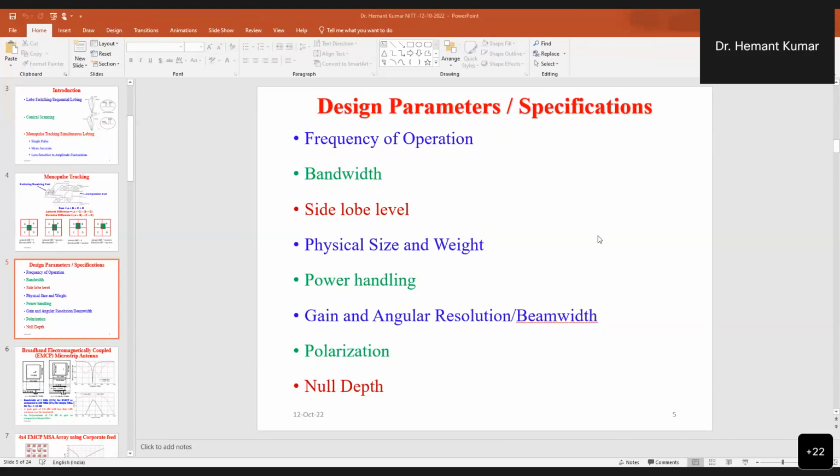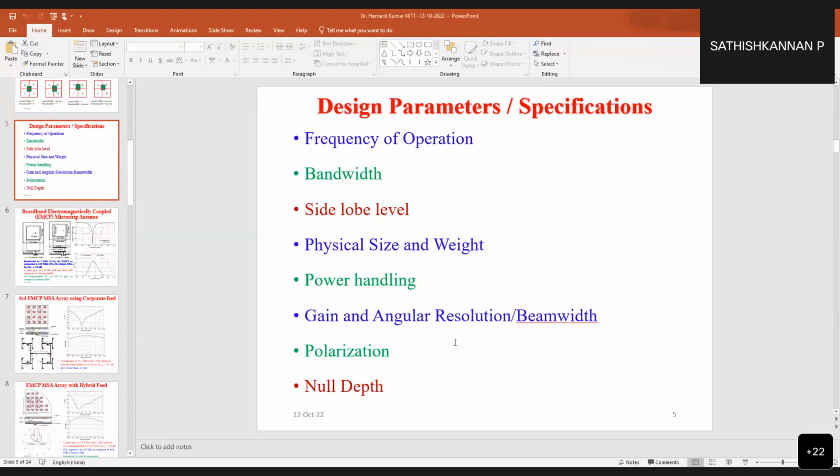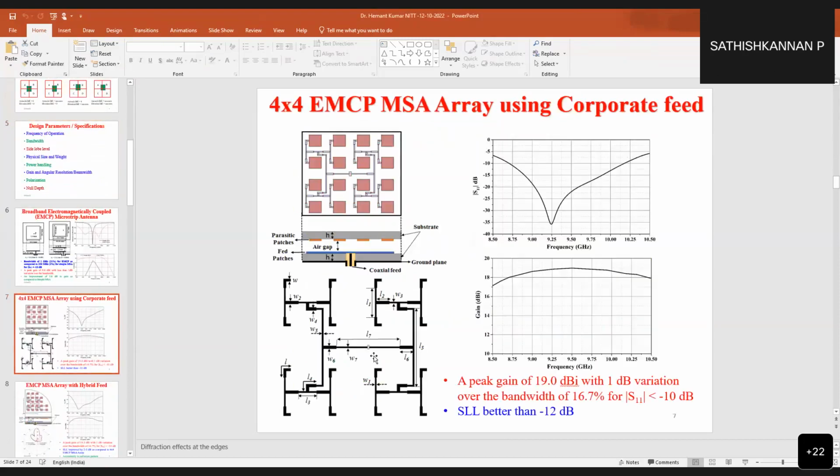Hello, sir. Hemant, sir. Good evening, sir. My doubt is in the array feeding technique. You are using some power divider. Can I show? Sure, let me show. Yes, this one. Sir, generally in the Wilkinson power divider case, to match the output ports, they are using some isolation resistors.